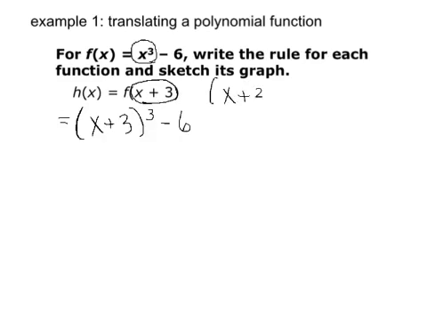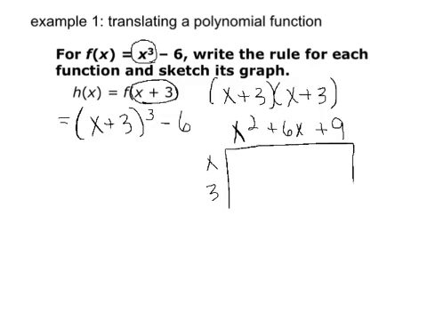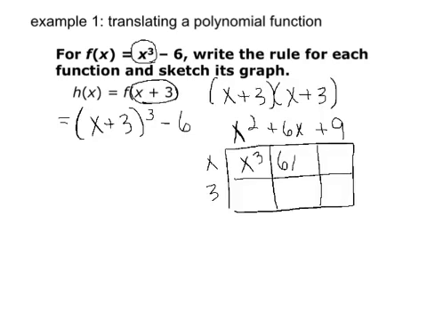Yes, we need to FOIL that, which we get x squared plus 6x plus 9. And I'm going to multiply that by x plus 3 because I need to multiply it 3 times. I get x cubed, 6x squared, 9x, 3x squared, 18x, 27. Start adding things together.